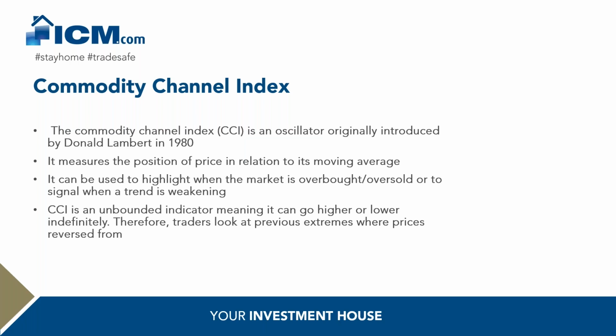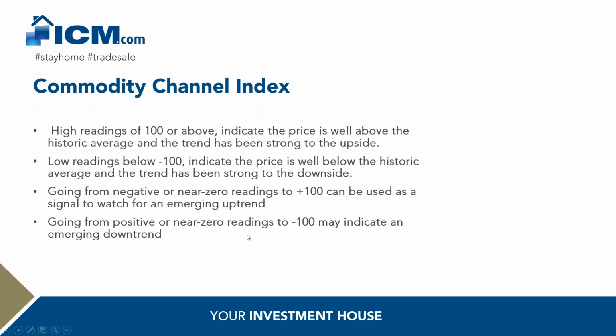Therefore, traders look at previous extremes where the price reversed. This can be used under two conditions, mainly for range markets or for trending markets. When there is a ranging market, it's going to give you the identification of the levels of 100 and minus 100, the positive 100 and the minus 100.